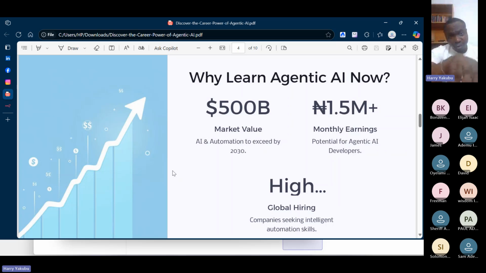If you're looking for stuff like that, trust me, this is it, right? And then, of course, you have the opportunity for global hiring, right? High global hiring. Companies are seeking intelligent automation skills. If you go on Upwork, go on Fiverr, go on LinkedIn, you see a lot of openings for AI agents or AI agentic developers, because that is the future.